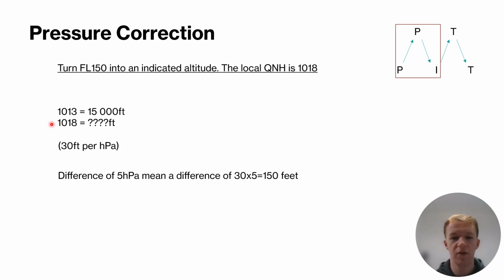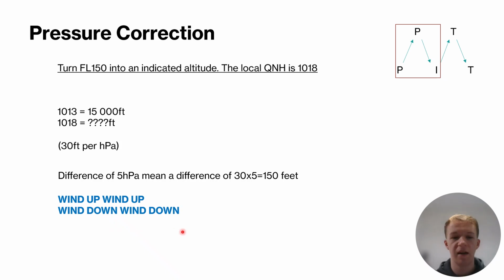As we can see, between the two values, 1013 and 1018, we have a difference of 5 hectopascals. That's just subtracting them, that's all. Therefore, since we have 30 feet for every 1 hectopascal, for 5 hectopascals we will have 150 feet. So that means it's going to be a 150 feet difference between the altitudes. Which way? I'm going to tell you how to figure it out now.